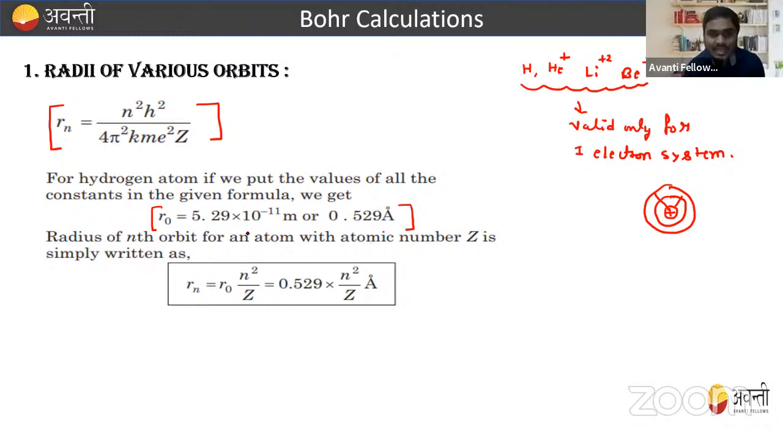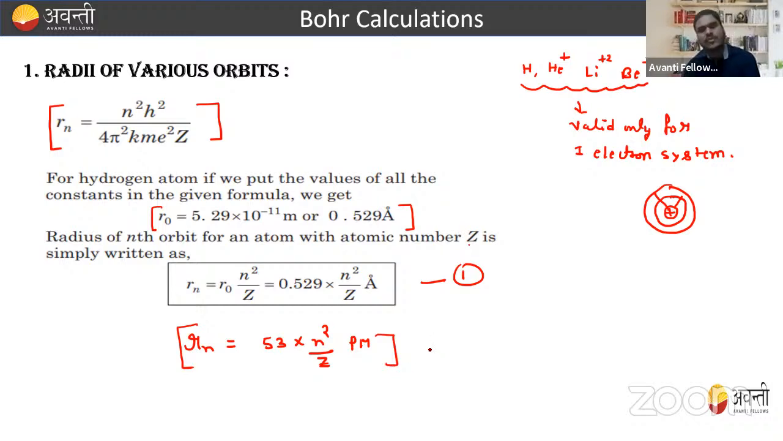So this is the radius of the first orbit, right? The radius of the nth orbit of an atom with atomic number Z is simply written like this. So we can remember this in the form of Angstrom. So this is the first one. Now we can also remember it like Rn is equal to 53 into n square upon Z. So this is in picometer, right? This is the formula in picometer. This is in Angstrom, because 5.29 we approximately remember as 53, right? So this true formula we basically use.